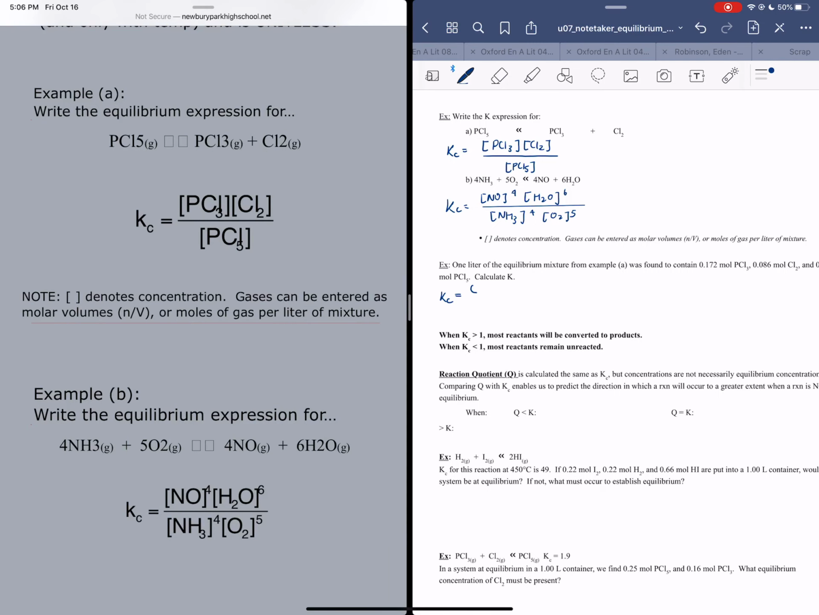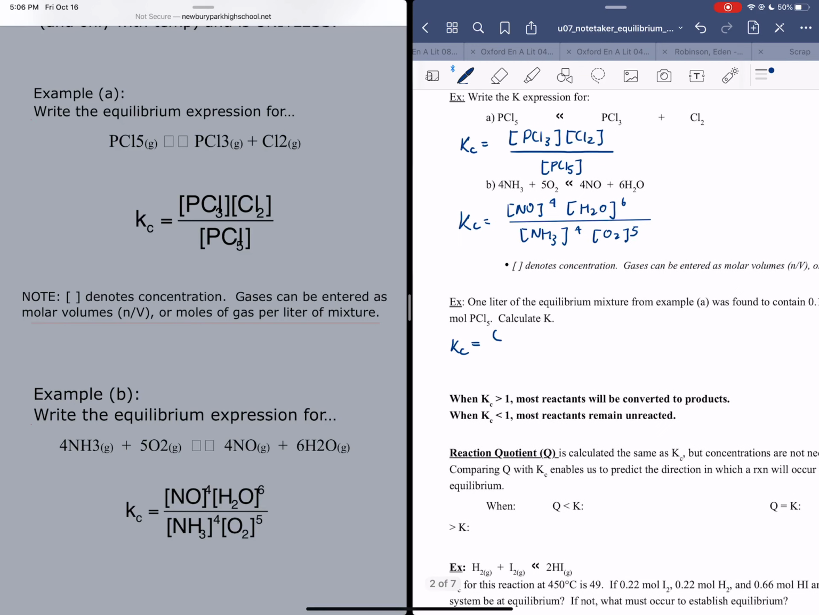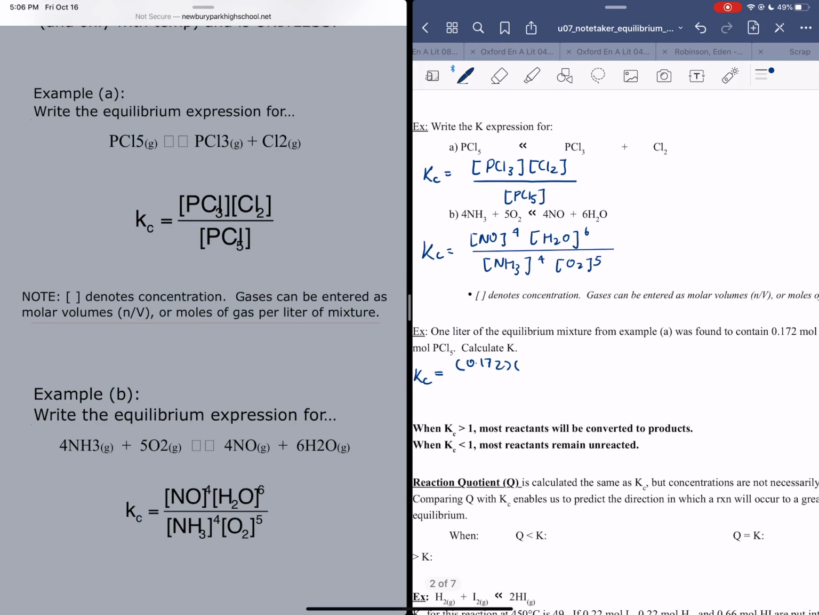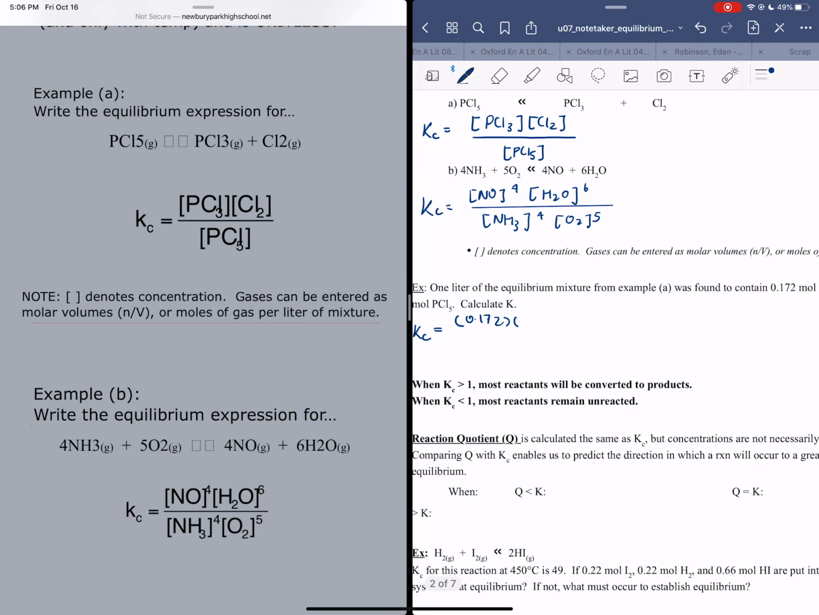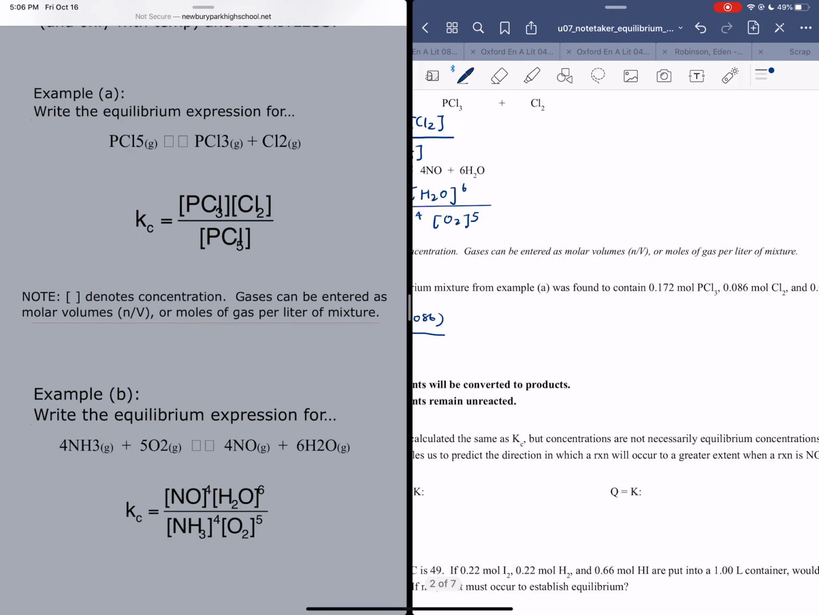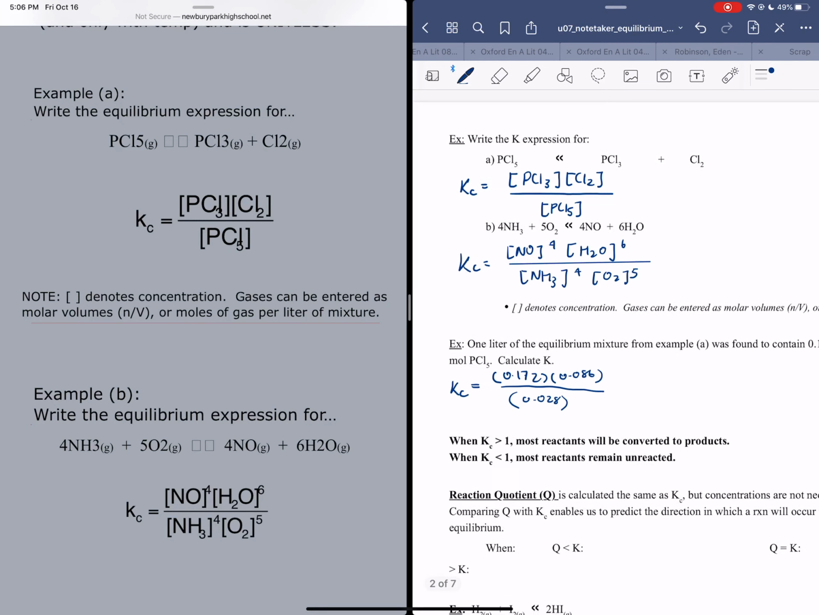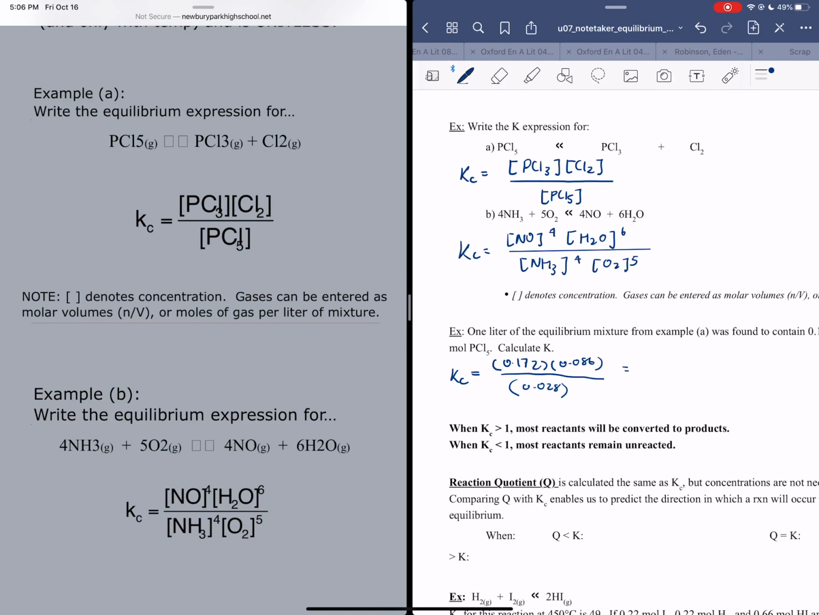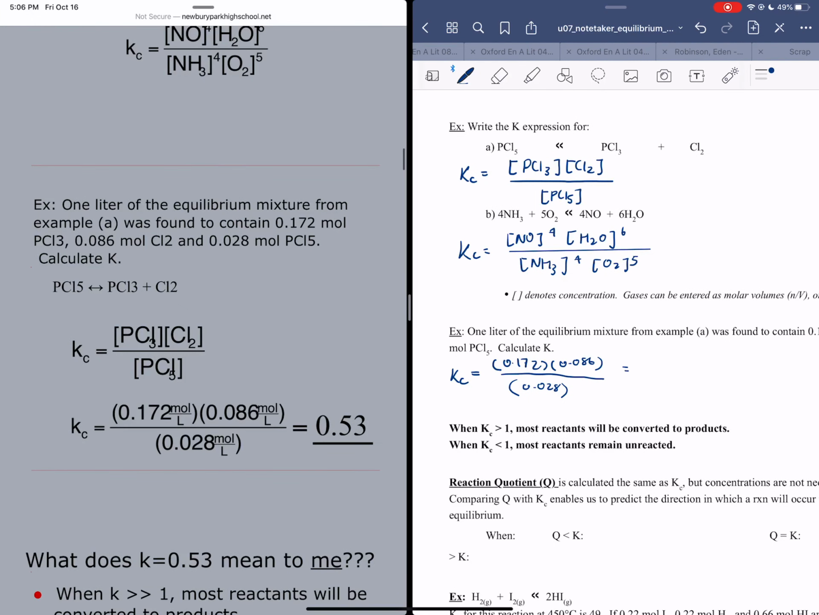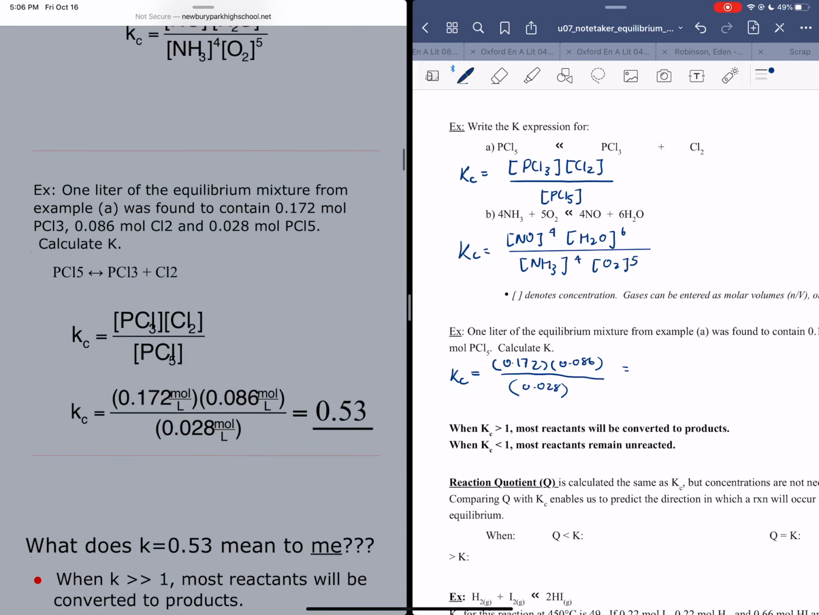So you're going to want to do 0.172, and the concentration of Cl2, which is 0.086, over 0.028. And if you plug this in, as they did here, you'd get 0.53.